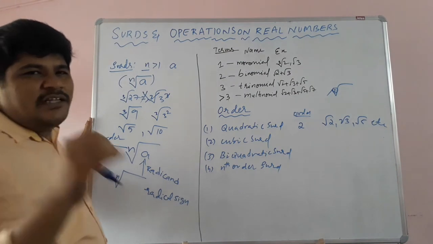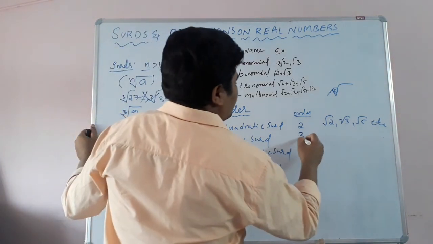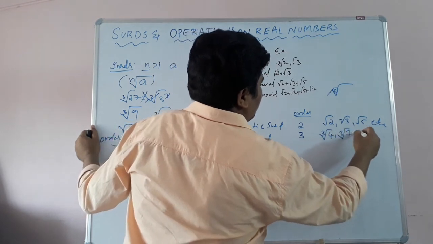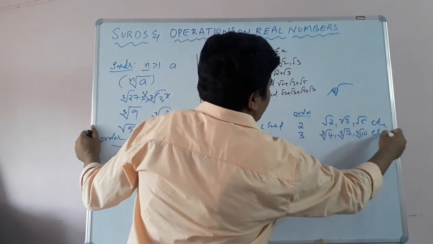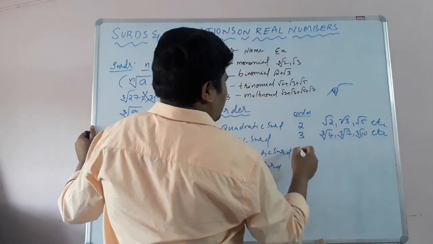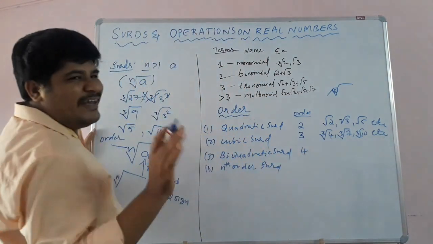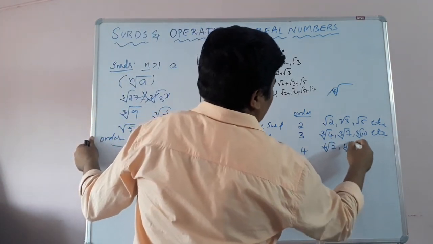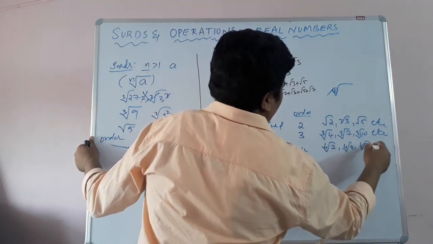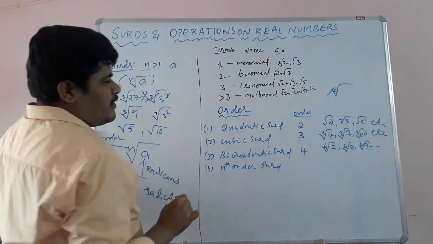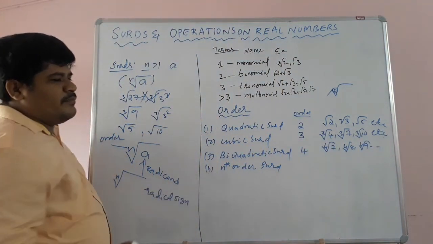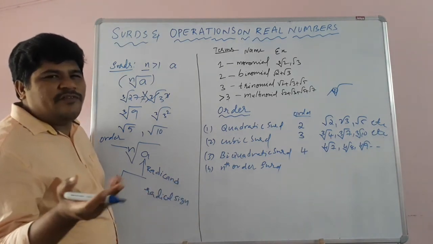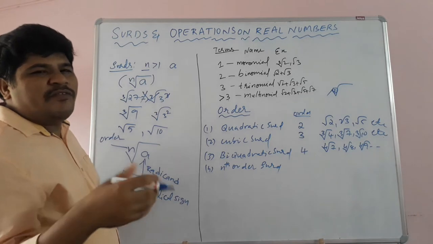If order is 3, those are said to be cubic surds. So cube root of 4, cube root of 7, cube root of 10, etc. So order is 3, these are cubic. If order is 4, biquadratic surds, like 4th root of 7, 4th root of 8, 4th root of 9, etc. Okay, so students, here nth order means, if order is 5, 5th root 1, 5th root 2, those are said to be 5th order surds.